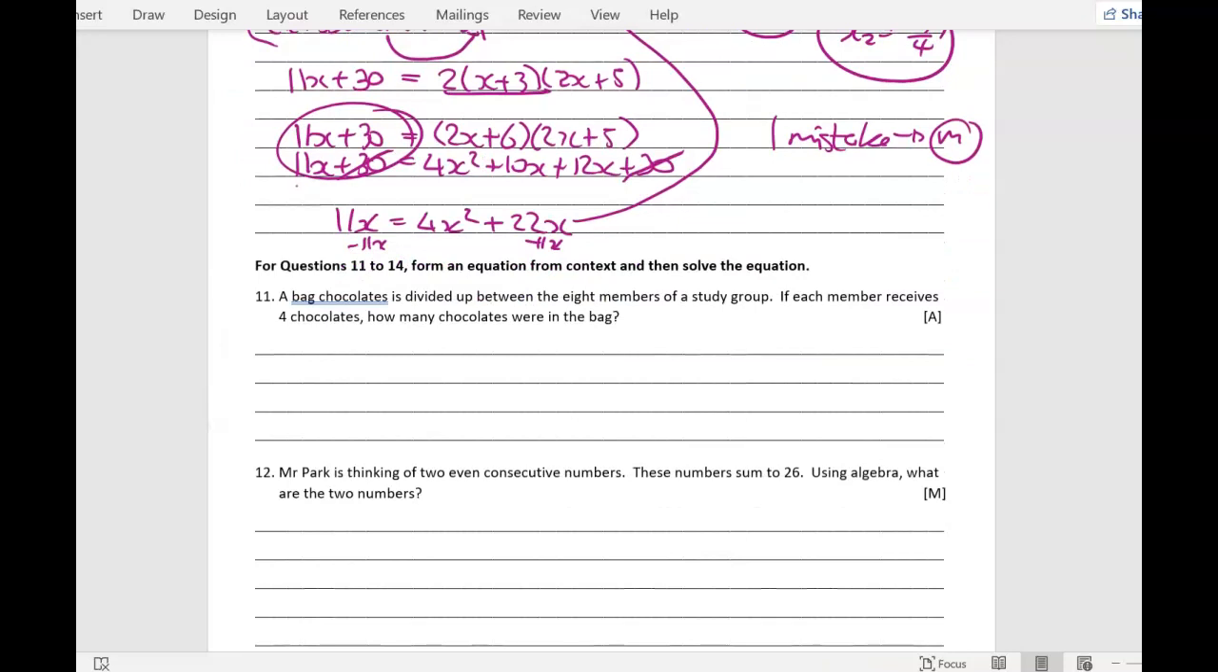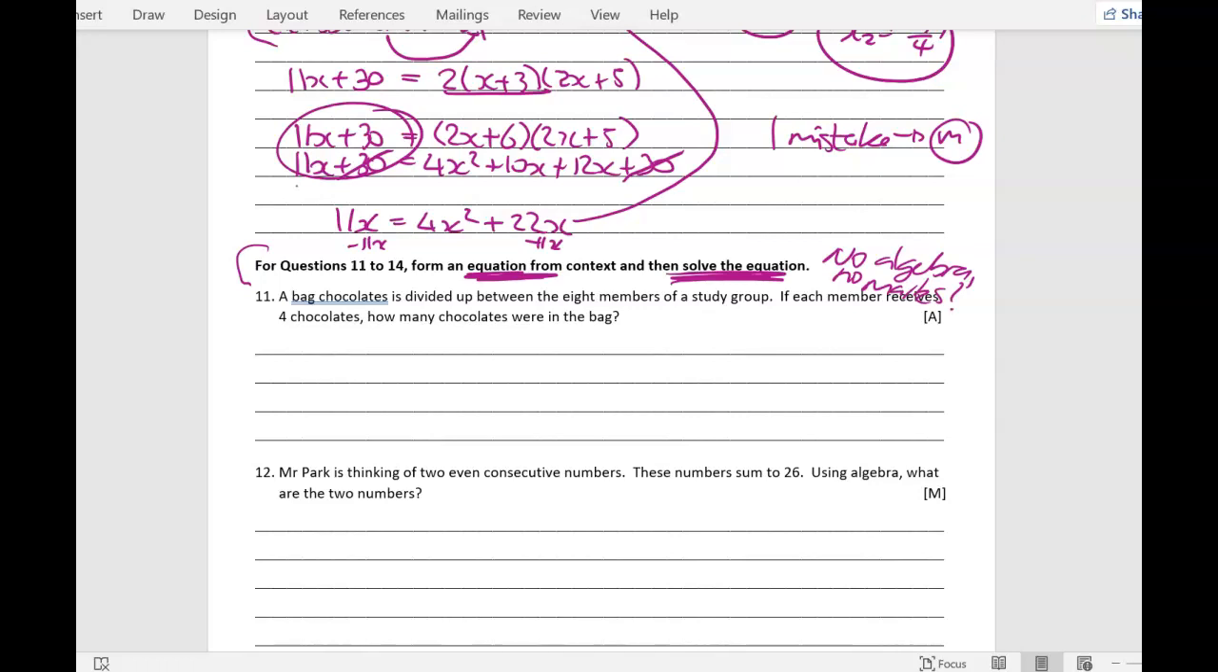The first thing to note, if you read the bold instruction, for questions 11 to 14, you must form an equation, and you then must solve that equation. And the key thing is no algebra, no marks. You may have received pity from your teacher, and they might have given you a mark when you didn't show algebra, but formally, no algebra, no marks. So let's jump into question 11.